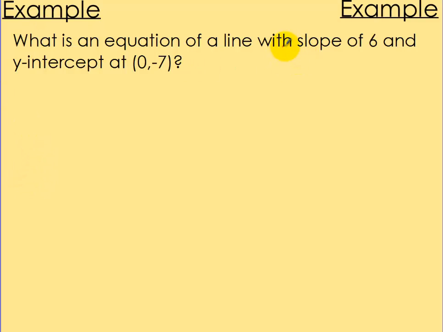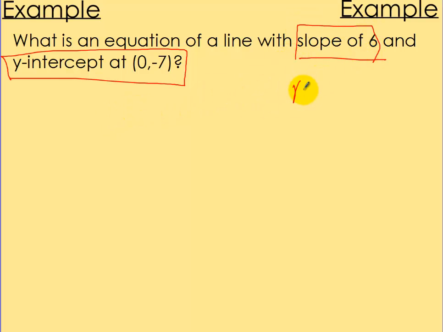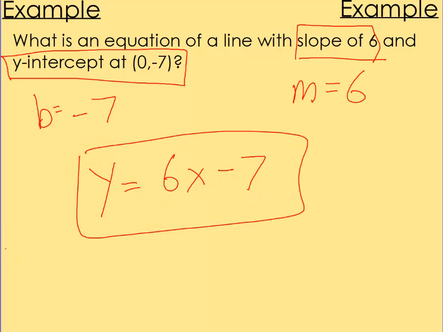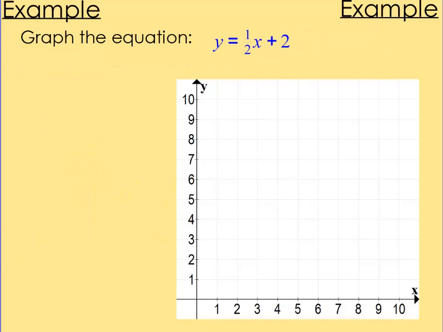All right, write an equation of a line with a slope of 6 and a y-intercept at 0, negative 7. So those are our 2 key points here. If I have a slope of 6, that means my m equals 6. And y-intercept of negative 7 means my b equals negative 7. So I can write that equation as y equals m, so 6x, plus b, so I'll say minus 7. And that's your answer. Last one. Pause the video.